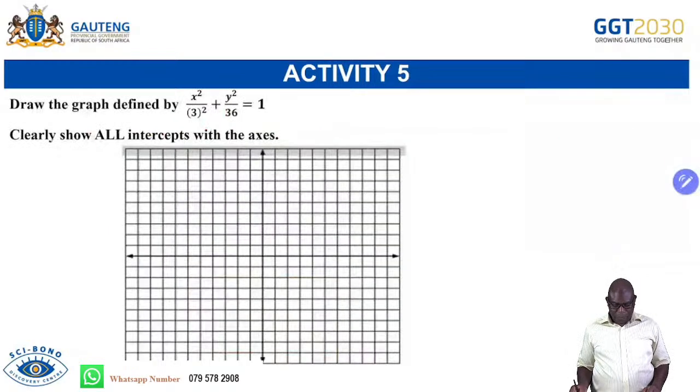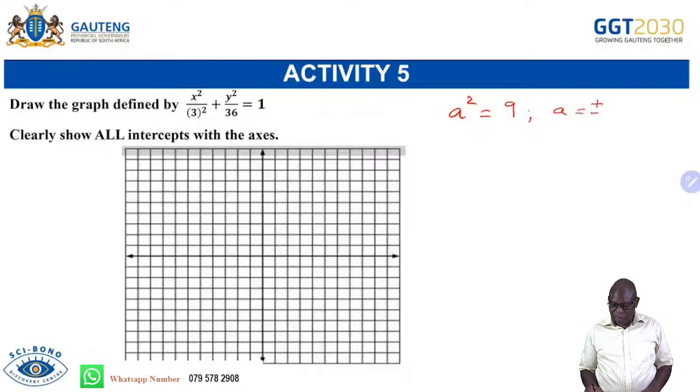All right. That question again, this one, it's quite easy also. The a squared here is 3 squared, which is 9, meaning that our a will be equal to plus or minus 3, because the square root of 9 is 3. The b squared here is 36. Then we have b, which is plus or minus 6.